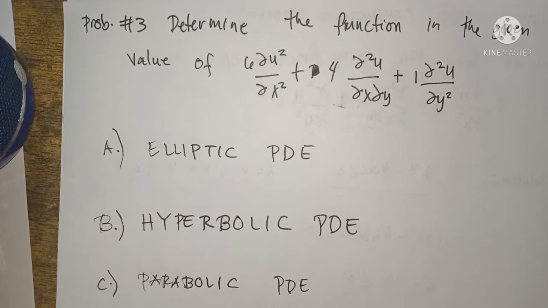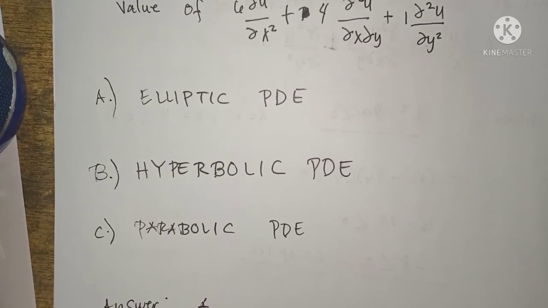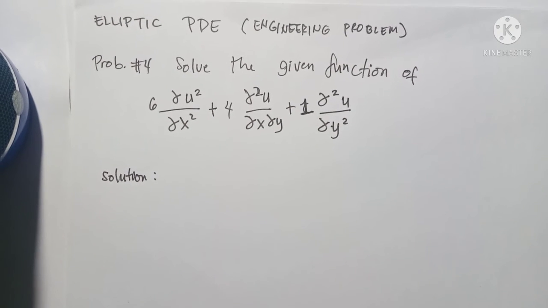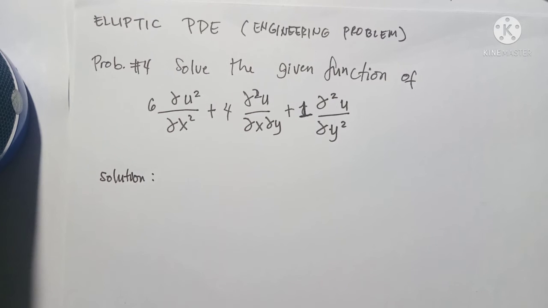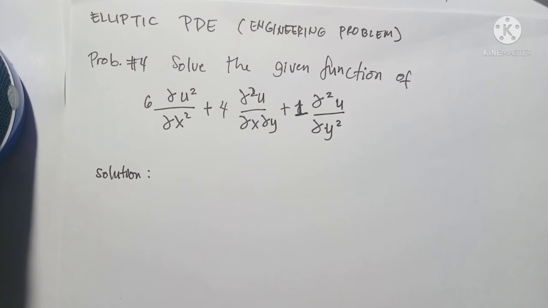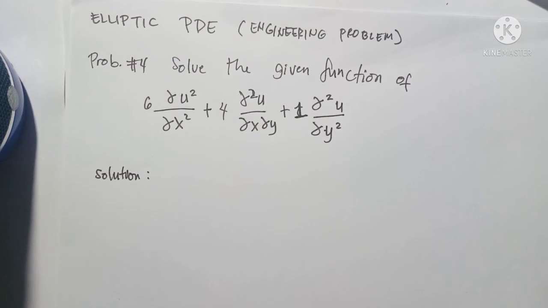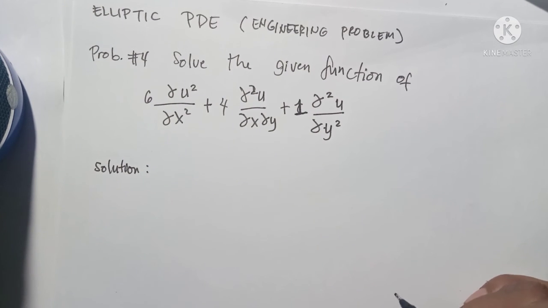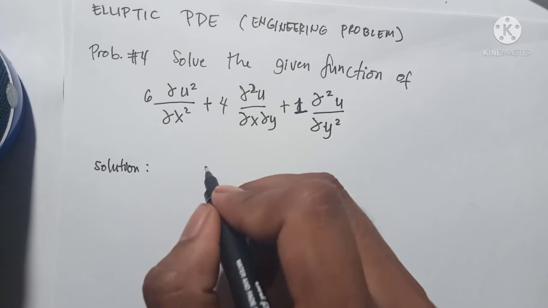And then the last problem number 4 is the engineering problems. For problem number 4, using elliptic PDE engineering problem, solve the given function of 6 d squared u over dx squared plus 4 d squared u over dx dy plus 1 d squared u over dy squared. So solve for the partial differential second order in elliptic PDE.